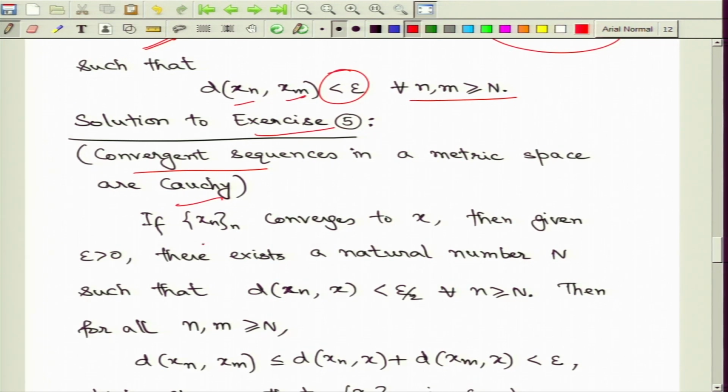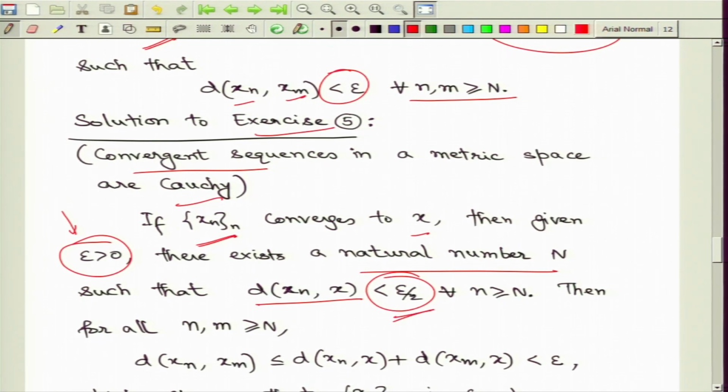So, here also if you have a sequence of points coming from a metric space and suppose it is given to be convergent to a point small x, then given any arbitrarily fixed epsilon positive, there exists a natural number such that the terms in the sequence are close to the limit value small x by this distance. So, here you note that since this epsilon is arbitrary, epsilon by 2 is also arbitrarily chosen and it is also a small number. So, given this epsilon by 2, we can figure out this number capital N by the definition of convergence.